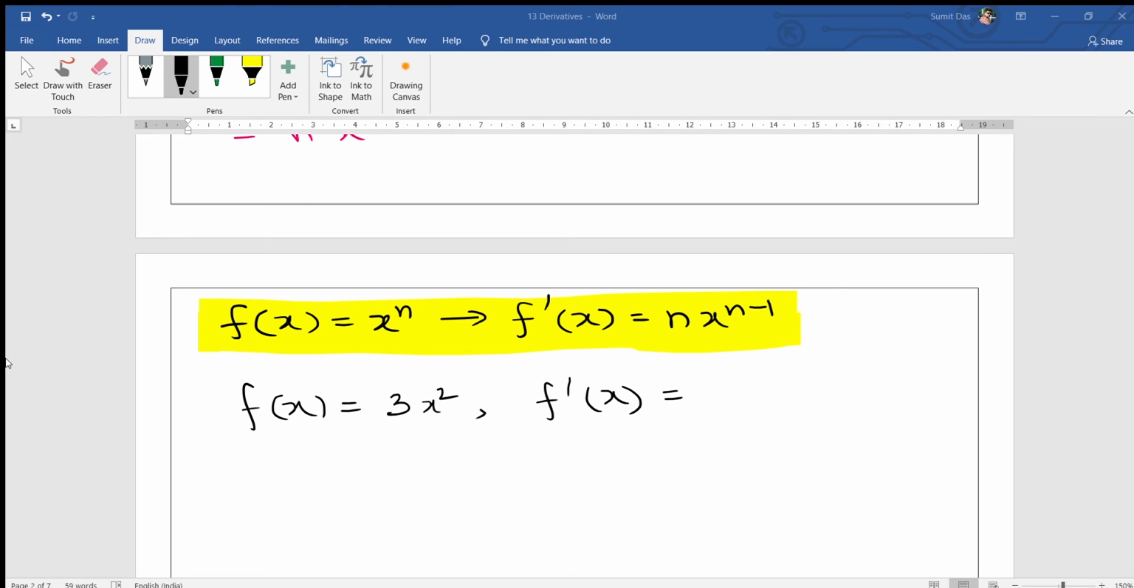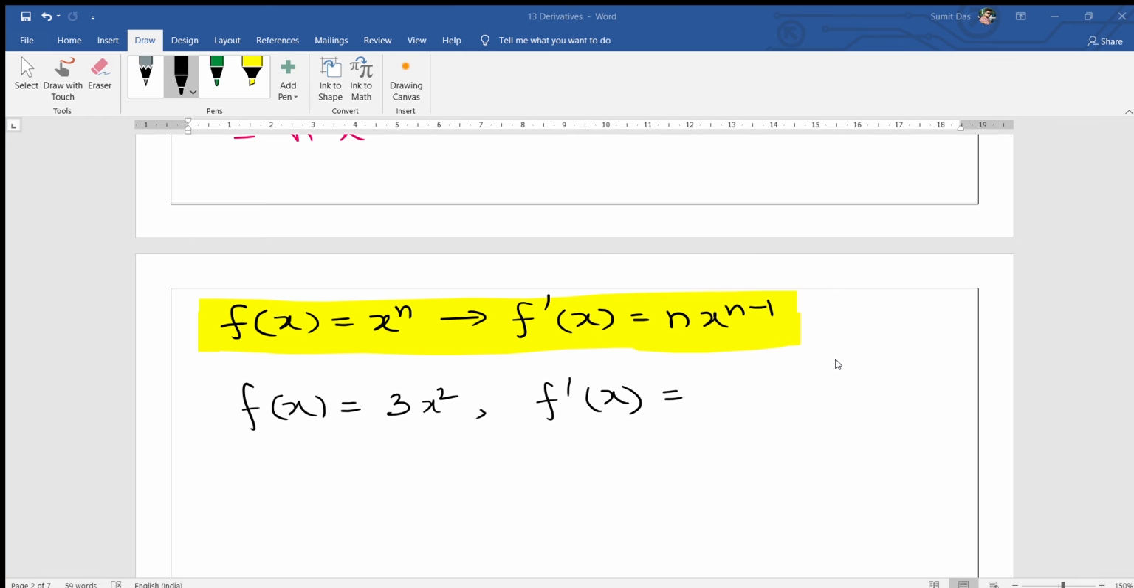Using the formula, let me know. You don't have to do derivation, okay? You just use the previous formula. What I told was, suppose f(x) is equal to x to the power n. The n will come in front as a coefficient, and the power will be reduced by 1.